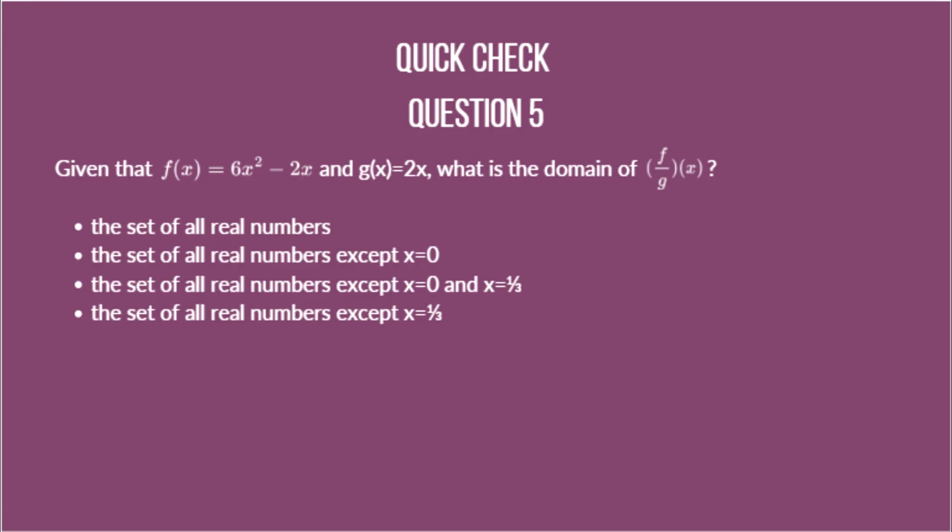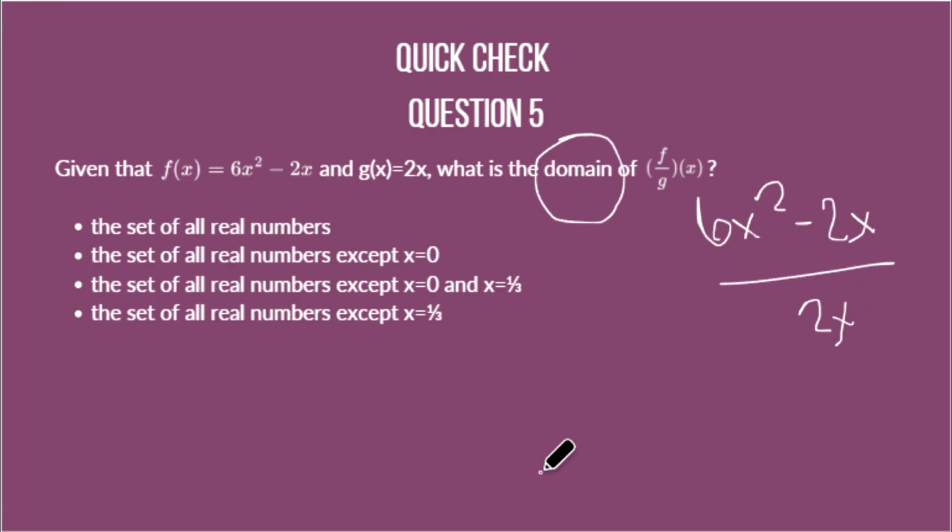Here's quick check question number 5. Given that f of x is equal to 6x squared minus 2x and g of x is equal to 2x, what is the domain of f divided by g of x? So first you'd write your problem, which is 6x squared minus 2x divided by 2x. And then to find the domain, you need to figure out if there are any numbers that would make this part of the problem 0. If there are any x values that would make this 0. And if there are, you need to exclude those numbers, not disinclude. Hey, look, I found the right name.